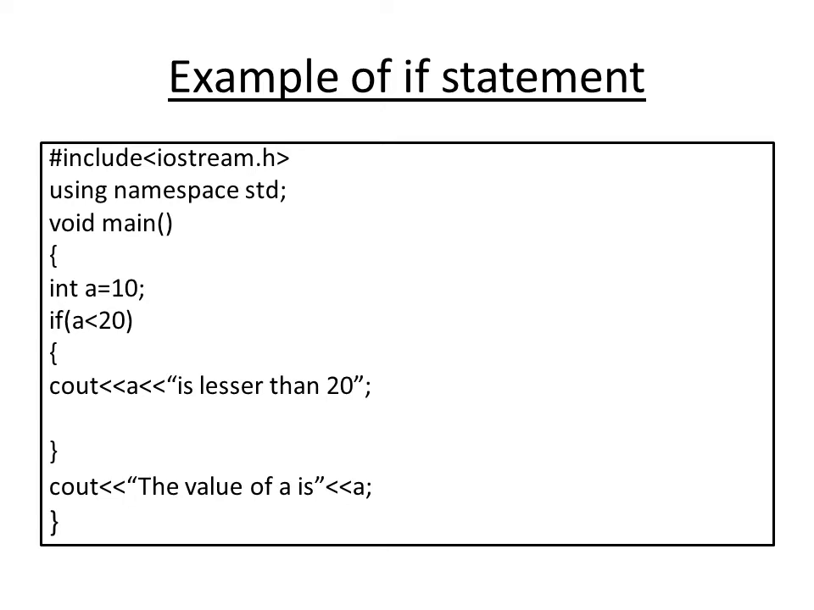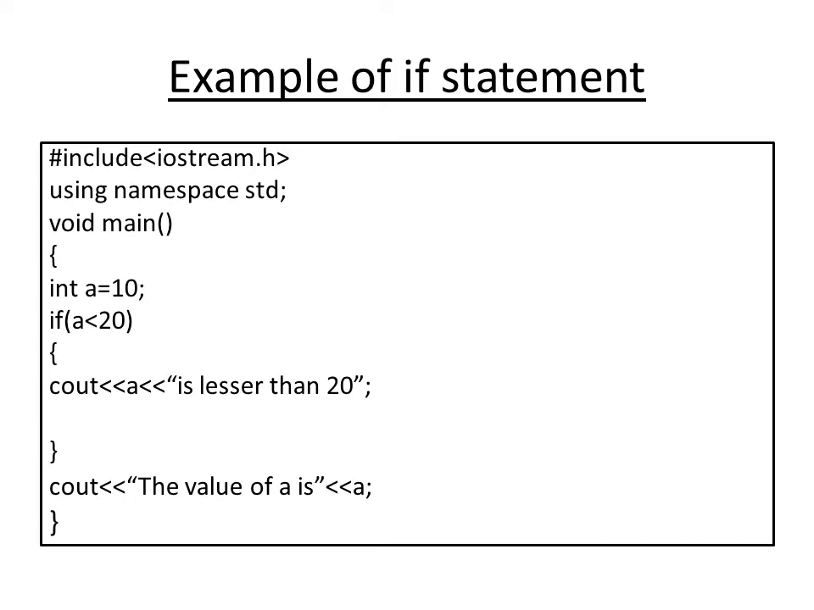Now this is the condition part. If a is less than 20: 10 is less than 20, true. So that means it will print, since it's not in double quotes, the value of a, 10. Since this sentence is in double quotes, this sentence will be printed on the screen just like that, and it will come out as 10 is lesser than 20. Now the if statement is over.